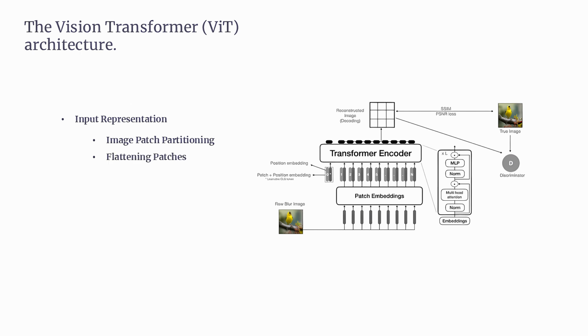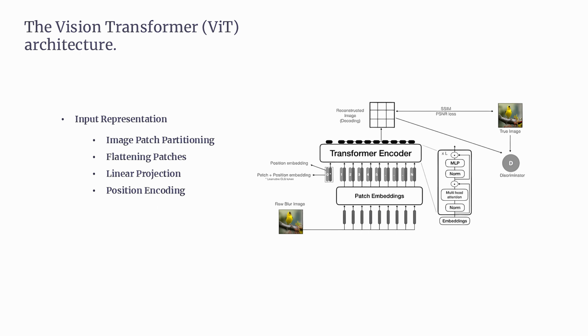2. Flattening patches. Each patch is then flattened into a one-dimensional vector. Imagine each patch has a size of 16 × 16 pixels with 3 color channels, RGB. Flattening it turns that patch into a single long vector. 3. Linear projection. Now, each flattened patch gets passed through a linear layer to be projected into a vector of a fixed size, say 768.